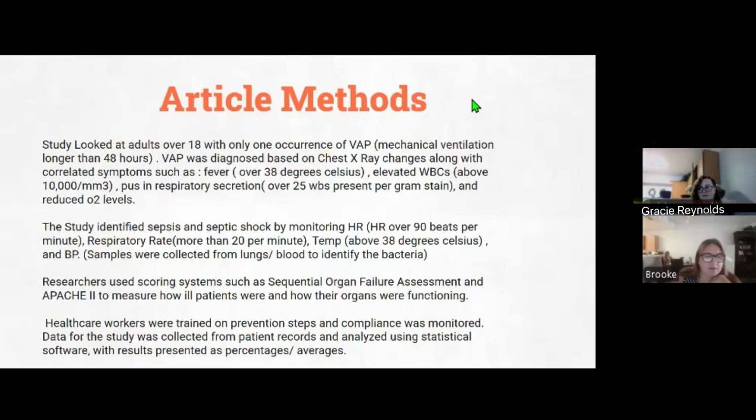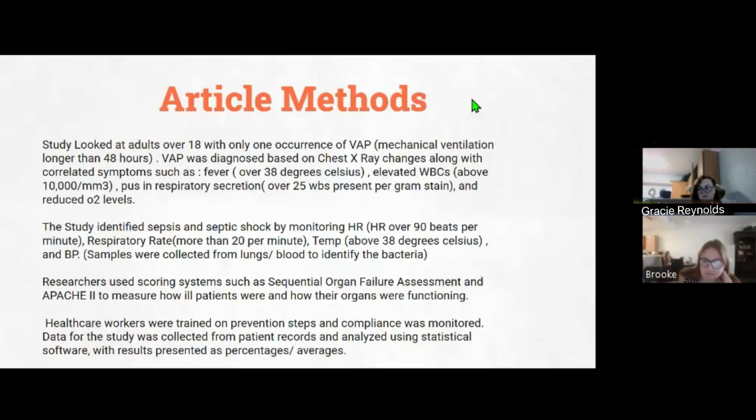The study also identified sepsis and septic shock using standard clinical signs like abnormal heart rate, breathing rate, temperature, and blood pressure. To confirm infections, samples were collected via the lungs or the blood. Researchers used scoring systems such as SOFA and APACHE-2 to measure how sick patients were and how their organs were functioning. A prevention bundle was implemented in the ICU, which included proper hand washing, checking daily if ventilation was still needed, giving breaks from sedation, keeping the patient's head elevated, and maintaining cleanliness. Healthcare workers were trained on these prevention steps, and compliance was regularly monitored. Data for the study was collected from patient records and analyzed using statistical software, and the results were presented as percentages or averages.